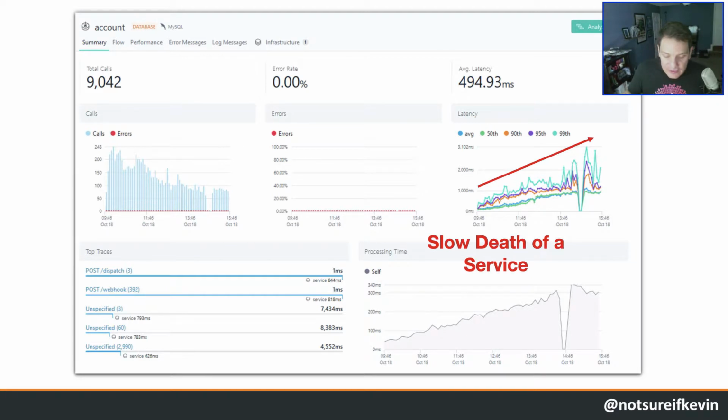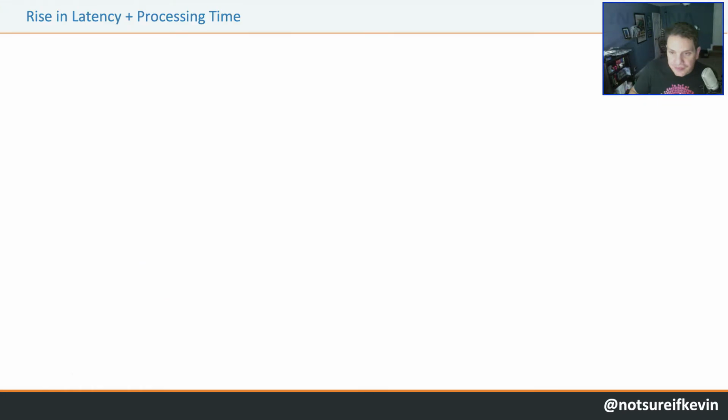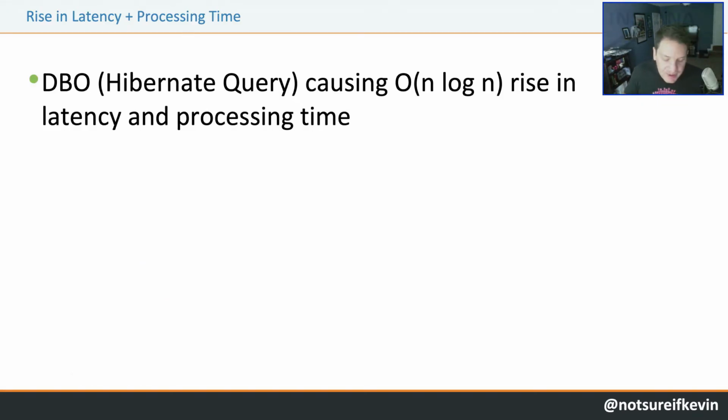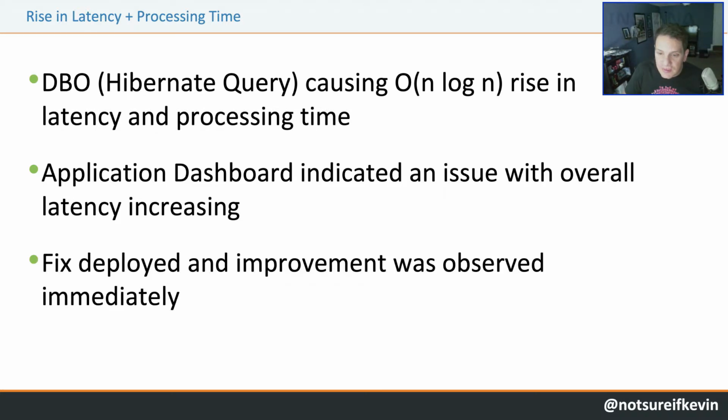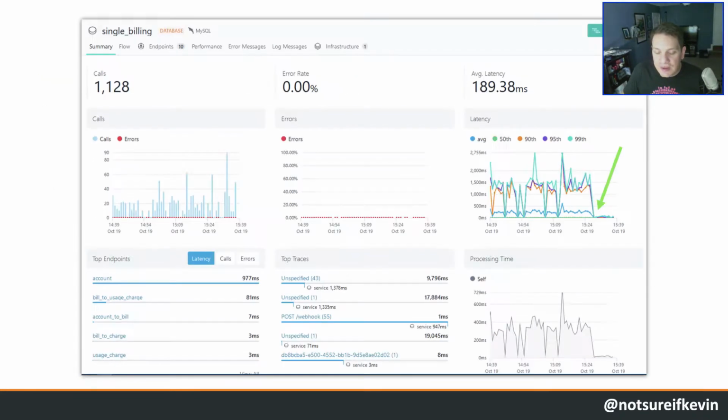And what we recognize is that this is going to slowly die if we don't do something about it. What ended up happening is really simple. We had a Hibernate query causing O(n log n) rise in latency and processing, because every time we would add a transaction, we would load all the other previous transactions. It was a simple fix, but the application dashboard indicated an issue with the overall latency. And when we deployed, we were able to notice the improvement immediately.